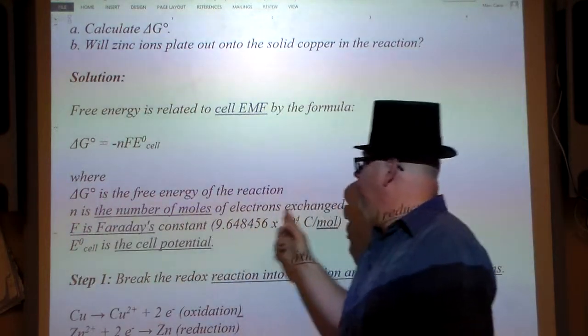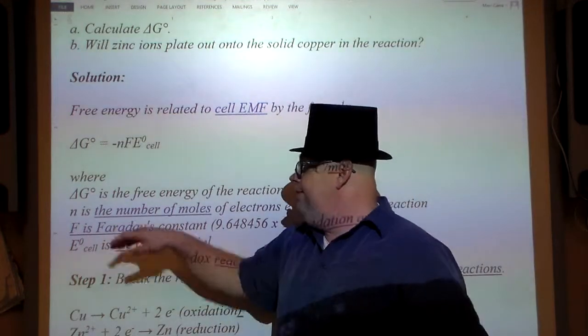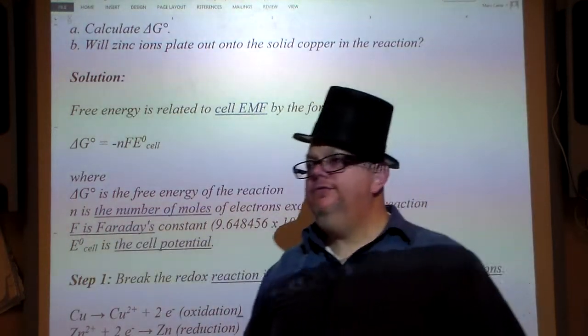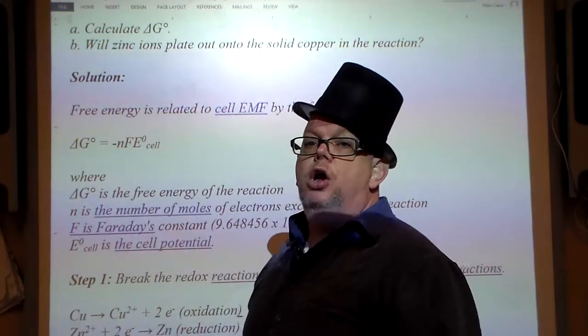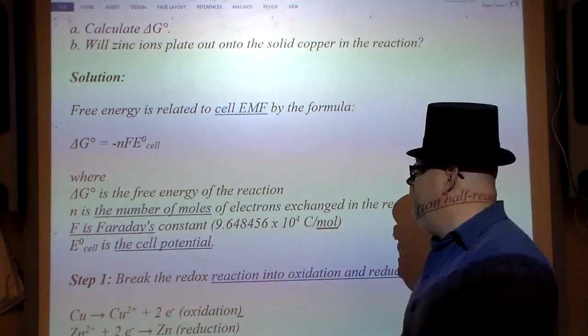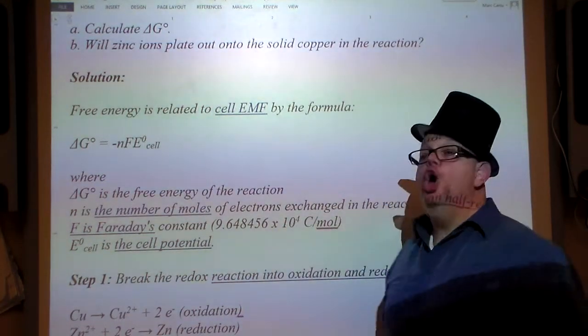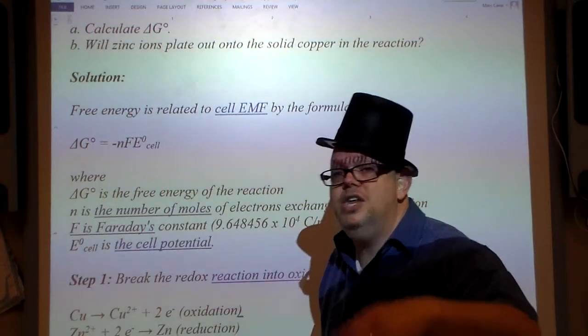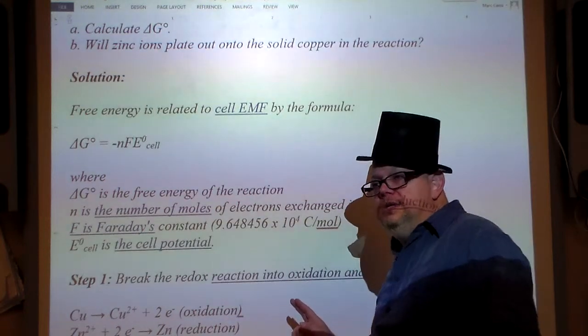Now, N is the number of moles of electrons exchanged in the reaction, and F is Faraday's constant. Faraday was a person who came up with some really mind-blowing things regarding current and electricity. This constant that he found is about 9.65 times 10 to the 4th coulombs of charge. That's what a coulomb is, a charge unit, per mole of electrons.